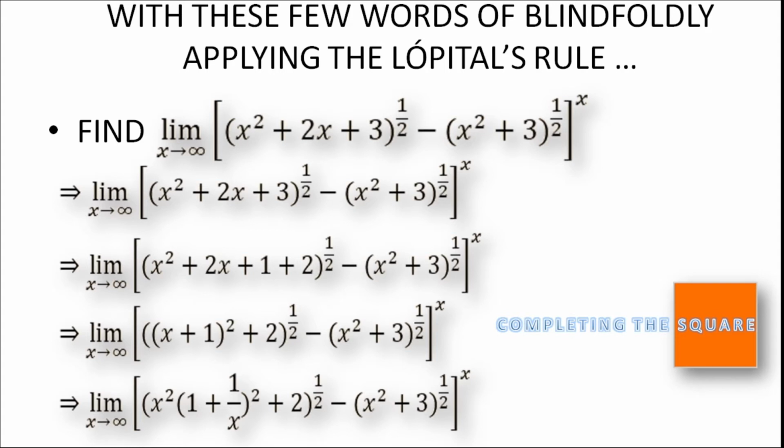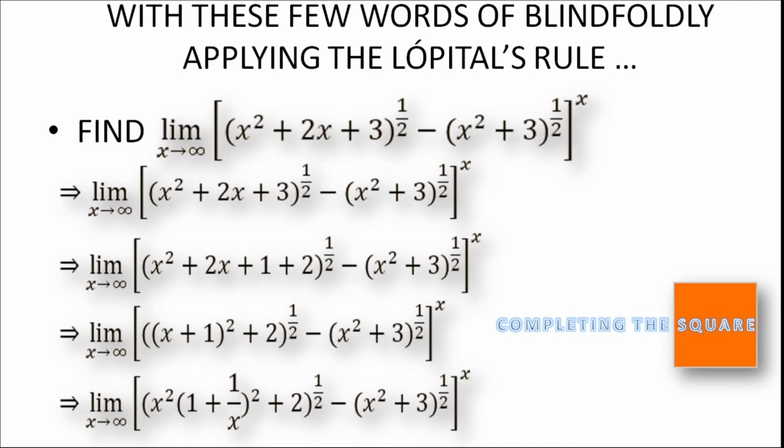And now we have taken out x square from that (x plus 1) whole square. So we have x square within bracket, x square times (1 plus 1 by x) whole square plus 2, whole power 1 by 2.